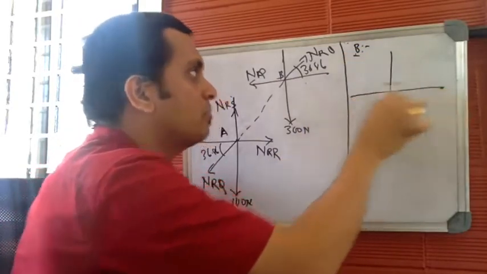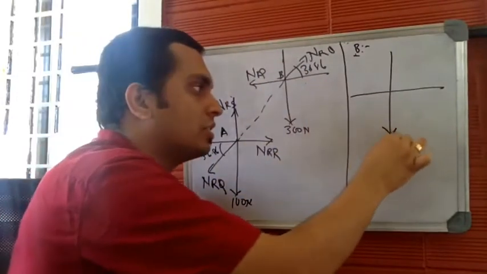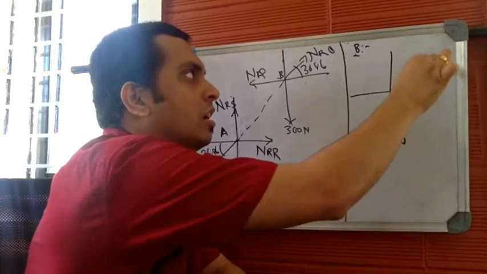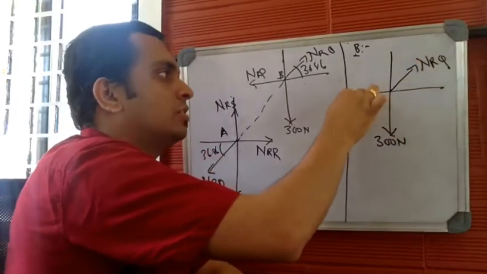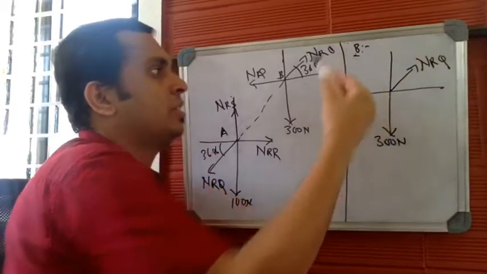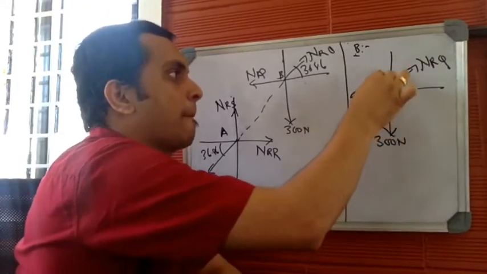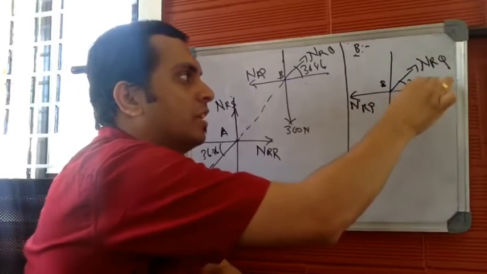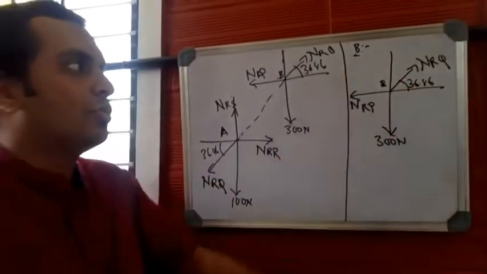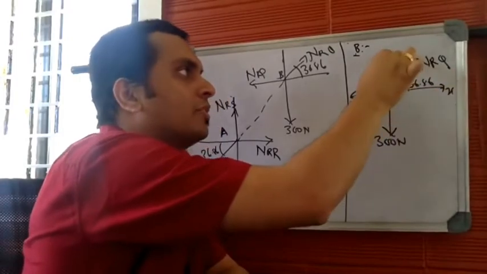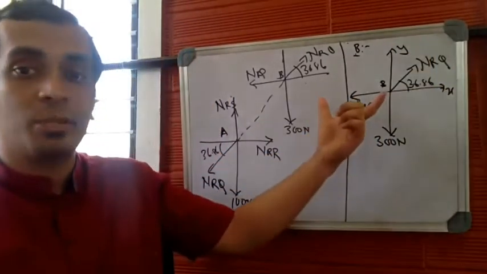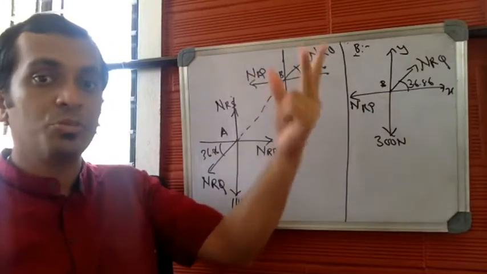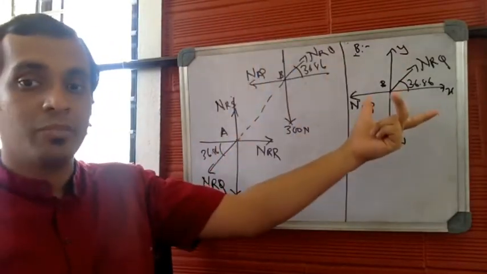Let me redraw the free body diagram of center B only. So this is 300 newtons, this is NRQ, and this is NRP. Center is B. So this angle is 36.86. Now let's go through the free body diagram. How many forces do we have? This is step number 2. Now we have drawn the free body diagram. We are done with step number 1 by drawing this. Step number 2 is to go through the free body diagram.